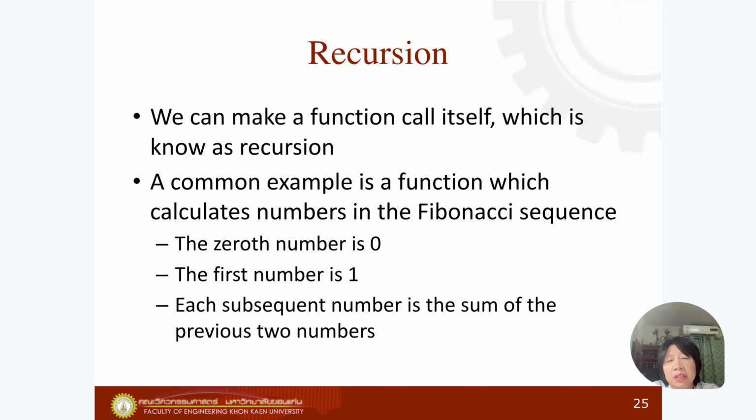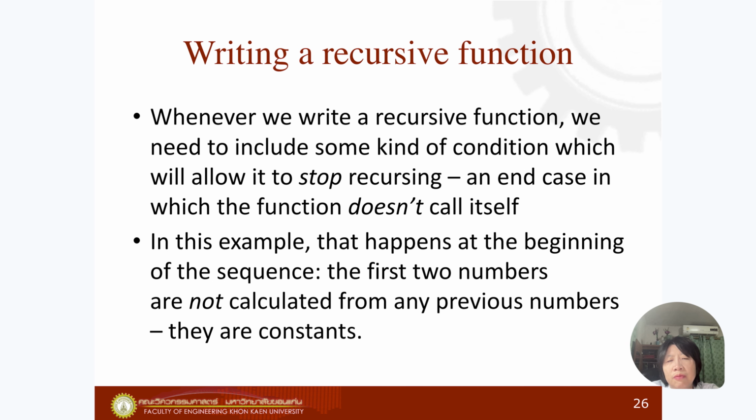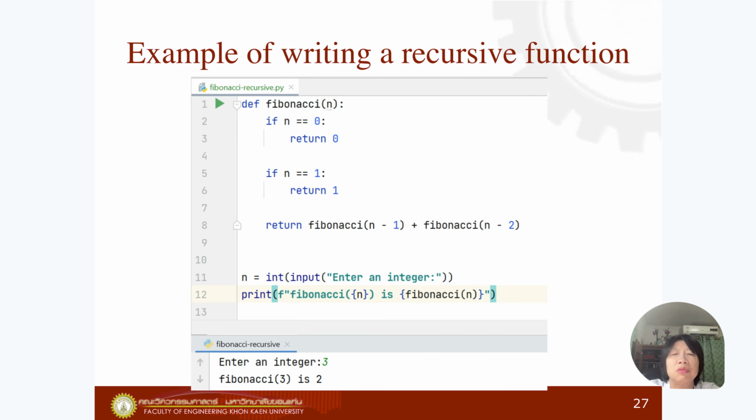We can make a function call itself, which is known as recursion. A common example is a function which calculates numbers in the Fibonacci sequence. The zeroth number is 0, the first number is 1, and each subsequent number is the sum of the previous two numbers. Whenever we write a recursive function, we need to include some kind of condition which will allow it to stop recursing. In this example, the function doesn't call itself at the beginning of the sequence. The first two numbers are not calculated from any previous number. They are constant.